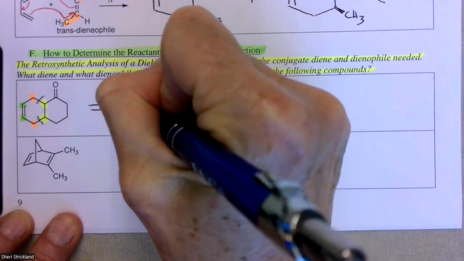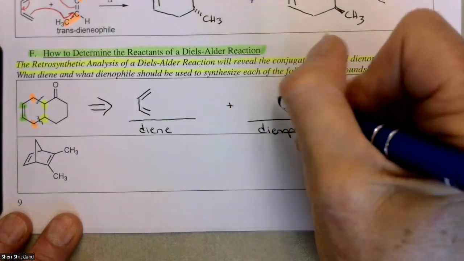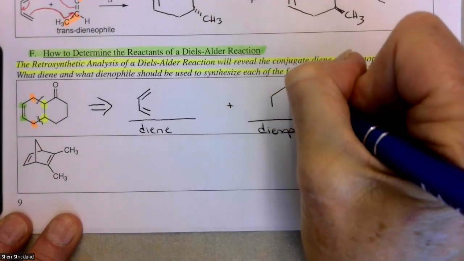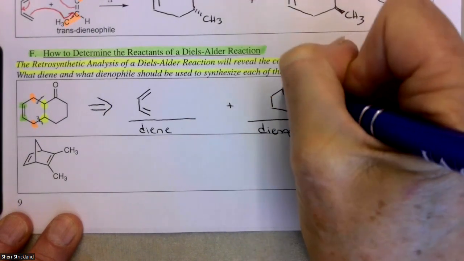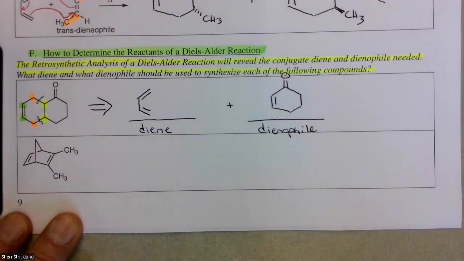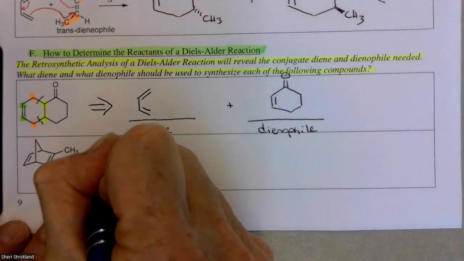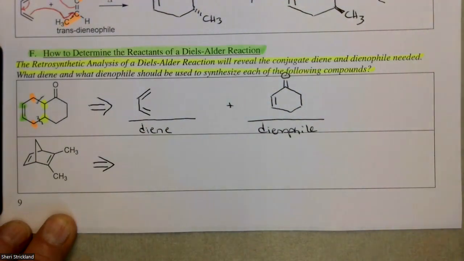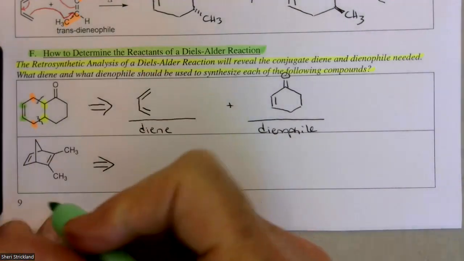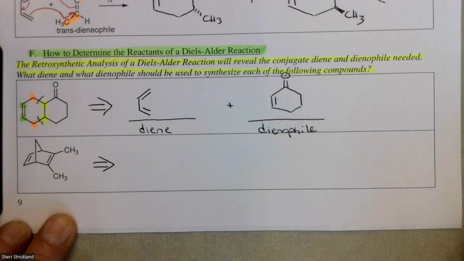and that tells me that the conjugated diene must have been 1,3-butadiene, and the dienophile must have been this guy, 2-cyclohexenone. Now this one, there's a little more to it, and you'll see this in your textbook. If you've got this little piece sticking up, then that belongs to either the diene or the dienophile.